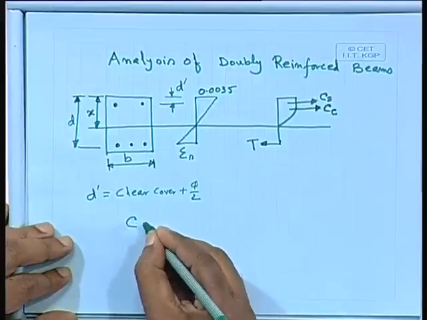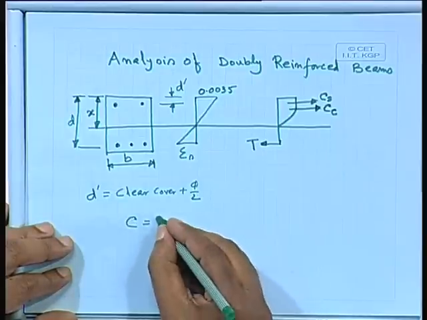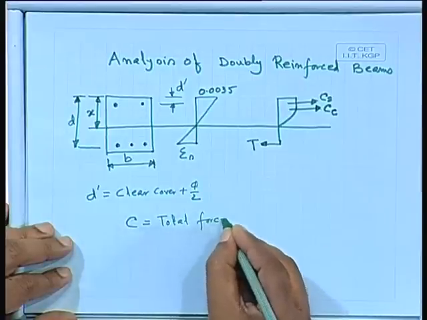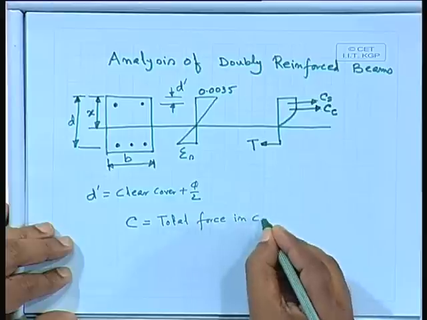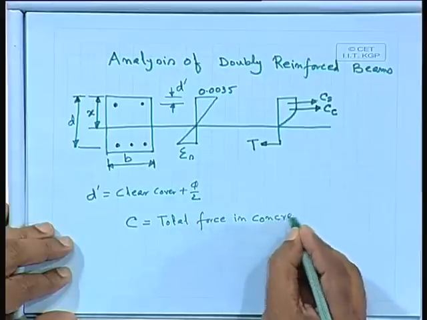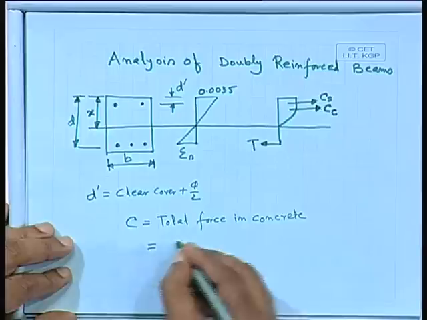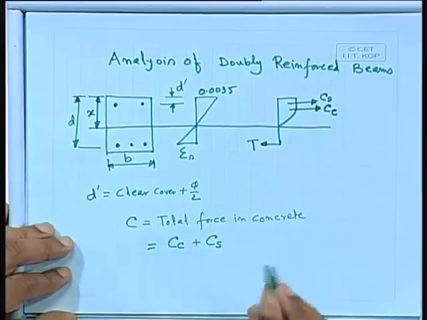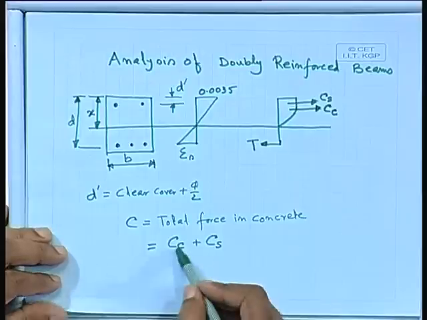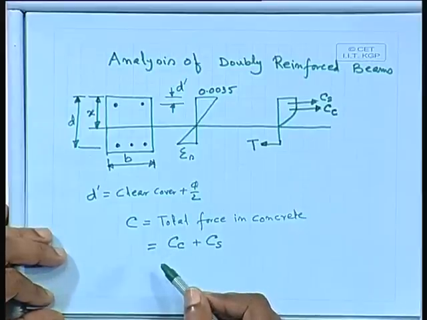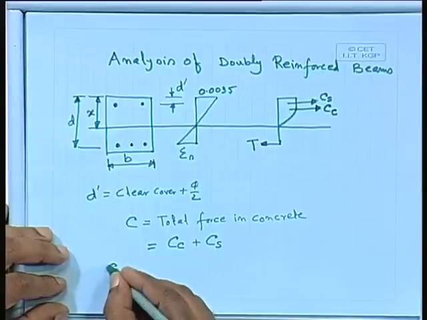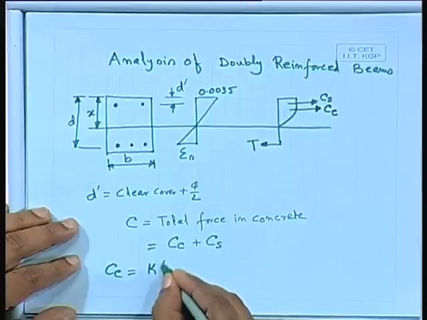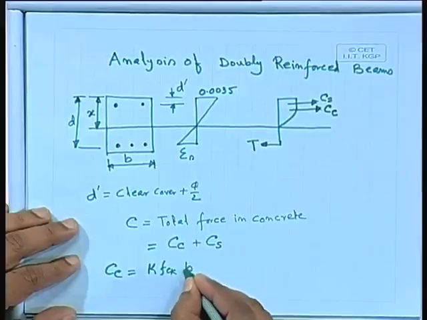Therefore, total force in concrete equals CC plus CS. CC we can get, say, due to concrete failure, I can write down this way, CC equal to K times FCK BD square.